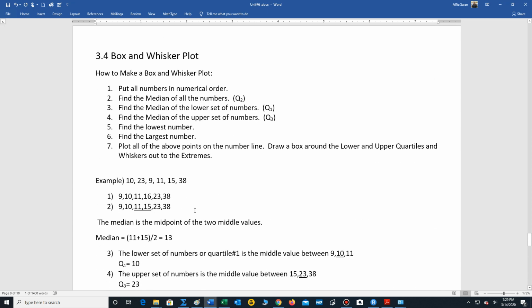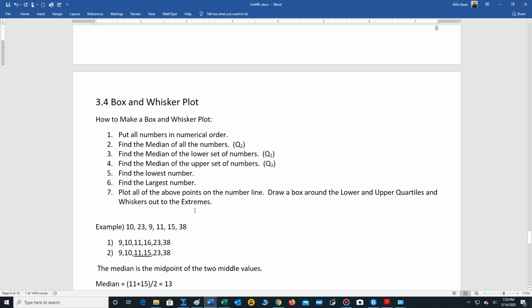Our next topic deals with graphing quartiles. And to graph quartiles, we construct what's called a box and whisker plot. So just to go through the process, we're still going to put all the numbers in numerical order. We're going to find all three quartiles, Q sub 1, Q sub 2, Q sub 3. And we also want to recognize what's the lowest and largest value.